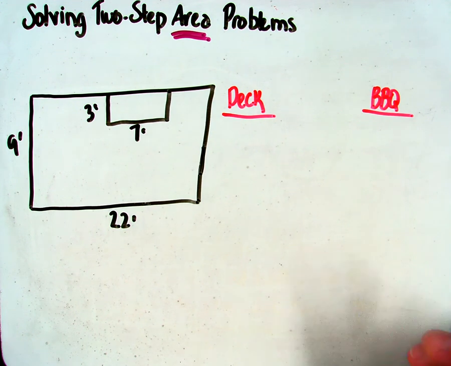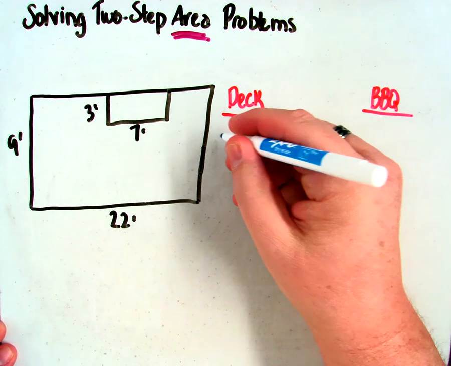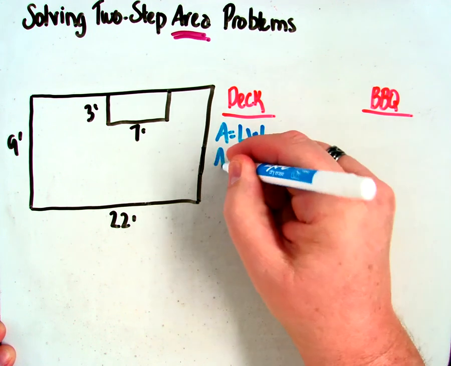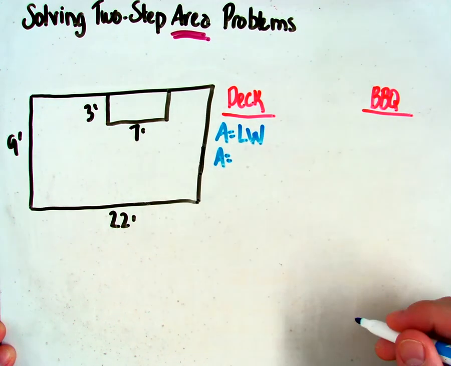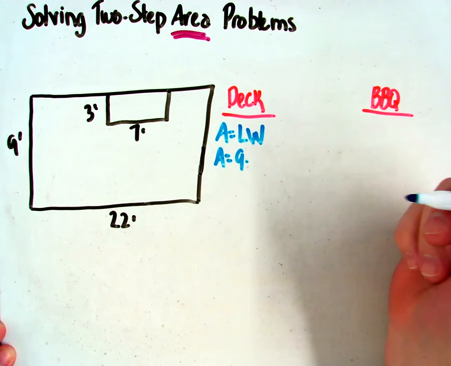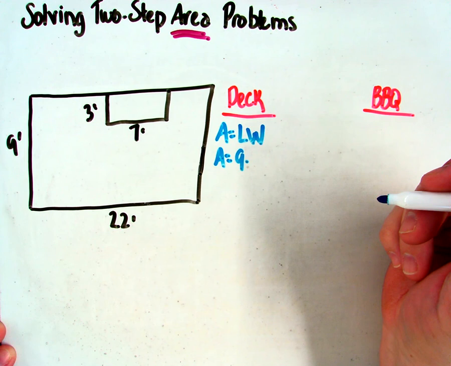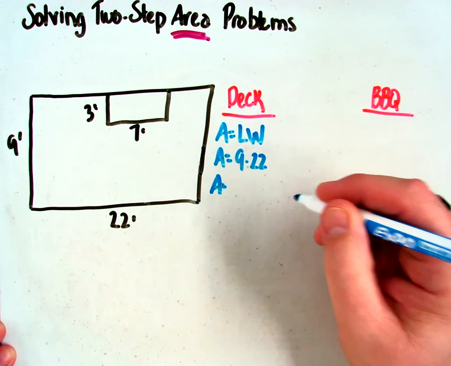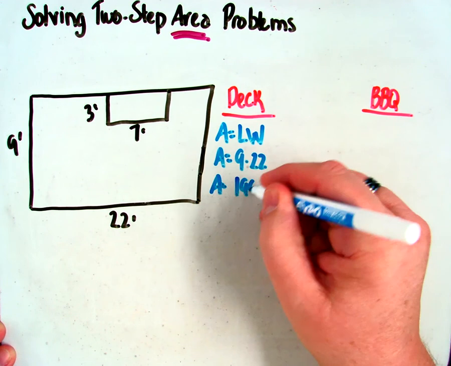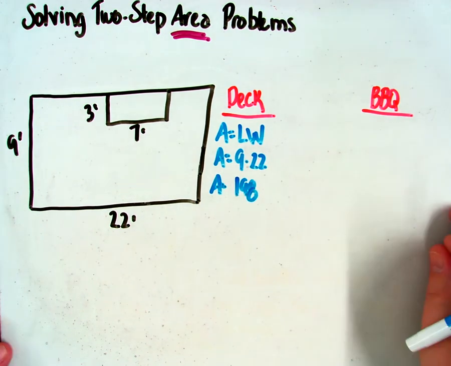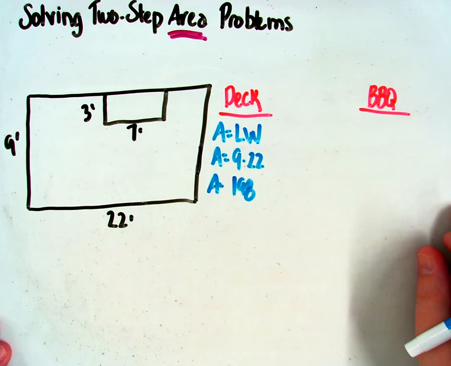What is the formula to compute the area of the deck? Very good. And what is our length and our width? Okay. And 9 times 22? 198 square feet. Now, how do we compute the area of our barbecue?